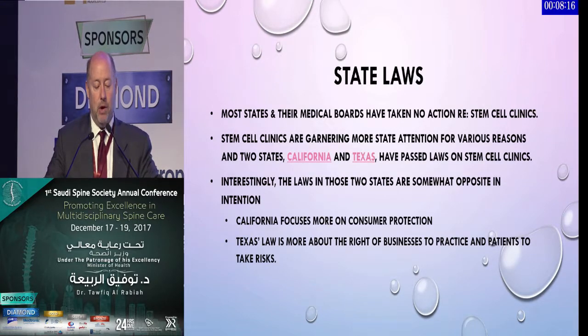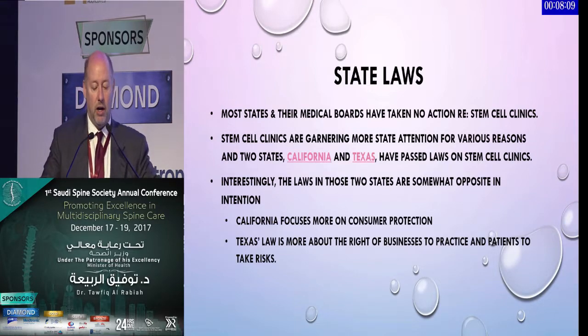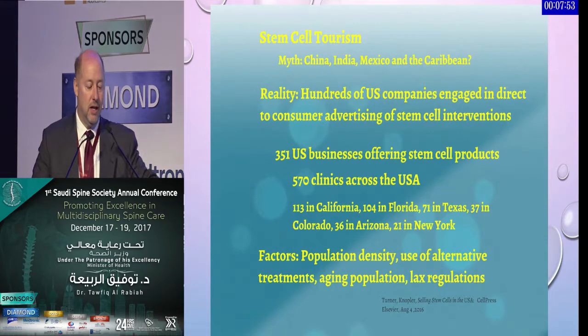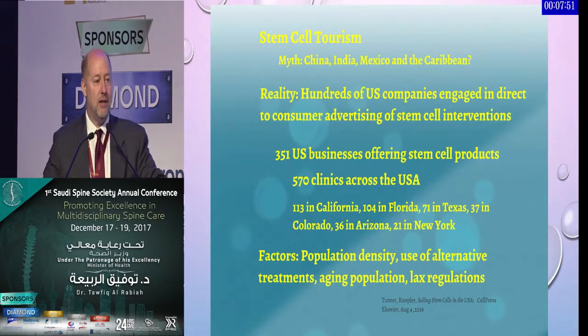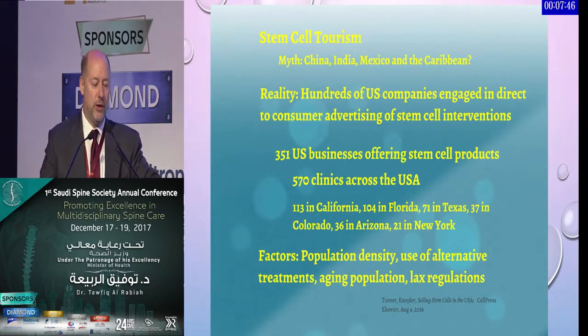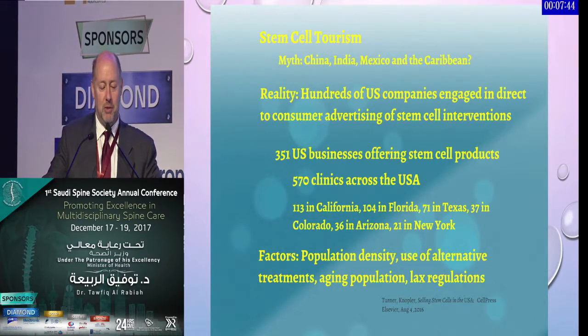At the state level, most states and their medical boards have taken no action regarding stem cell clinics. However, they are getting more attention. In California and Texas, for example, they've each passed laws on stem cells, but they're completely different. California is focusing more on consumer protection. Texas is more about the right of businesses and patients to take risks. And by the way, Texas is the only state in the United States that is a state by treaty and not by annexation. So they still think of themselves as a separate country sometimes.